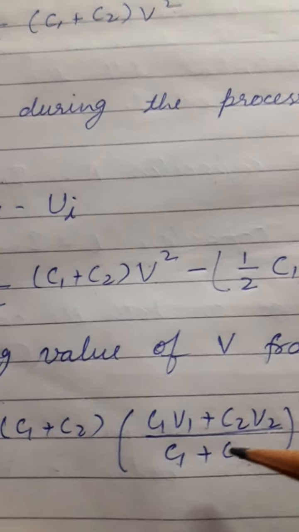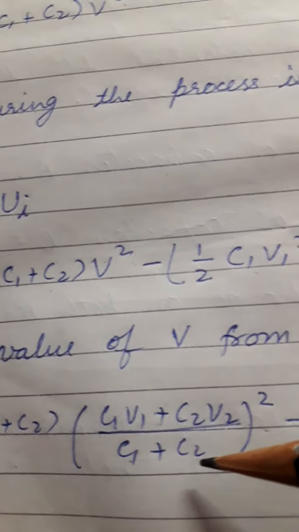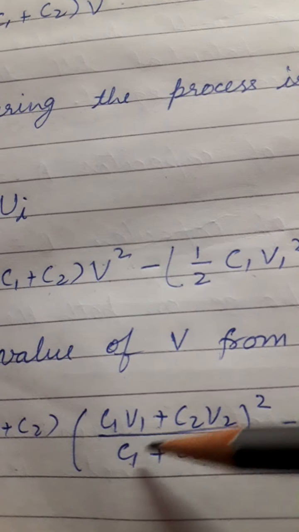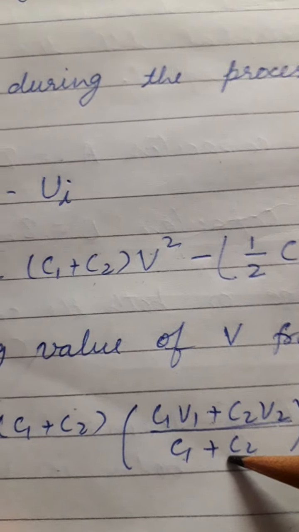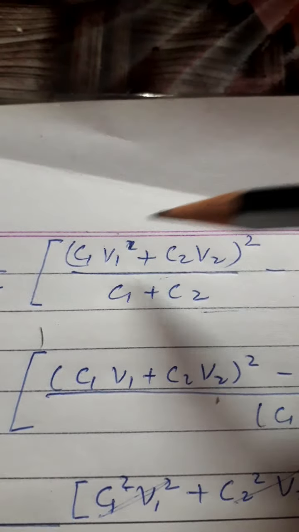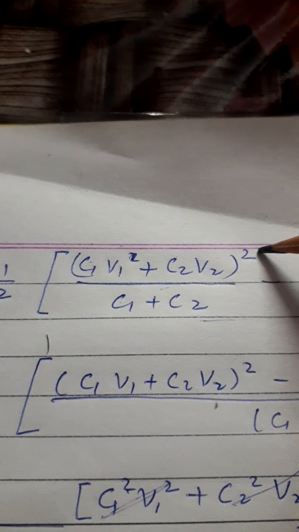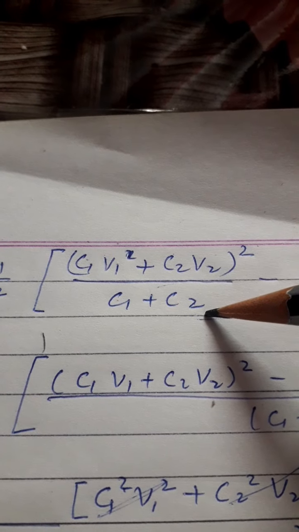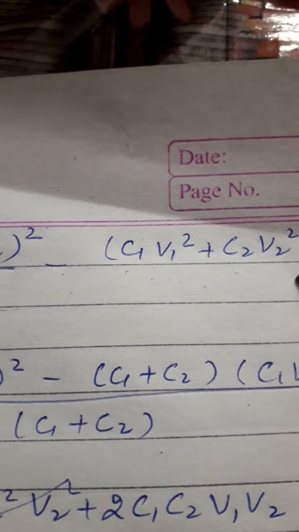Now from here we can see that at the numerator there is one C1 plus C2 and at the denominator another C1 plus C2 whole square. So one factor will be cancelled out and we will get delta U is equal to half, C1 V1 plus C2 V2 whole square upon C1 plus C2, where at the denominator one C1 plus C2 is cancelled, minus C1 V1 square plus C2 V2 square.